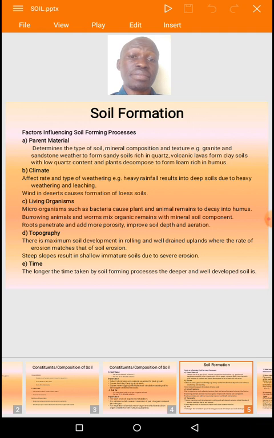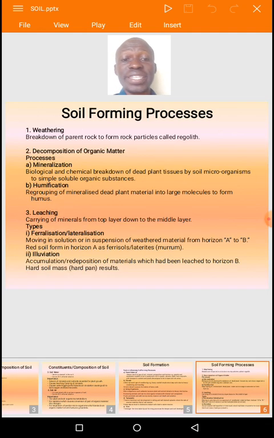Time. The longer it takes, the deeper the soils will be. Weathering is a gradual process. That is soil formation. So the longer a rock takes in a place with all those factors acting upon it, definitely the deeper the soils will be in that area. So time is also another important aspect.